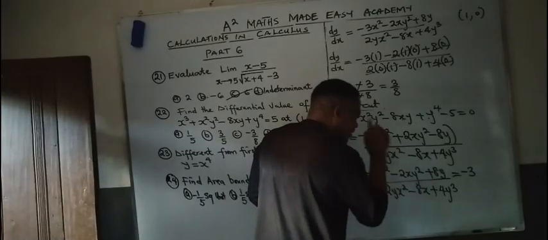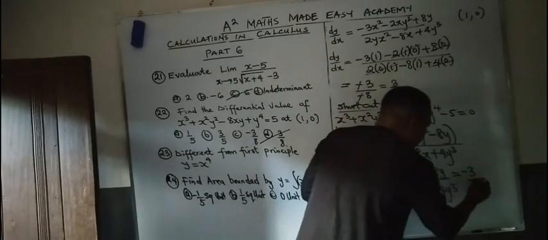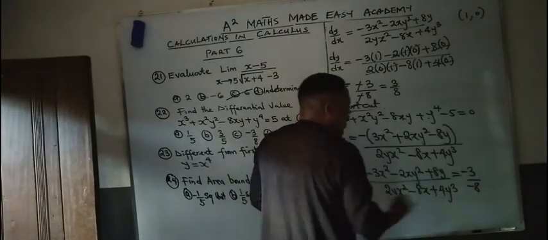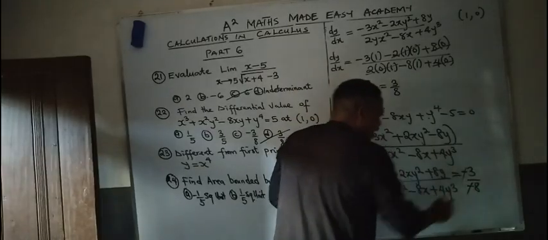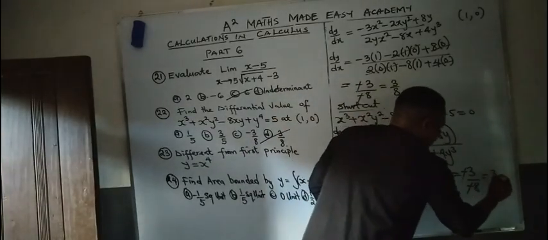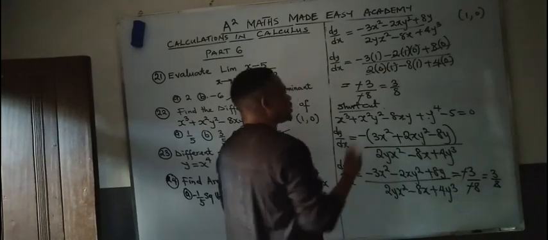Another one is x is 1. Minus 8 times 1 will give you minus 8. And there is y here, forget. Finally, minus will cancel minus. What is the answer? 3 over 8. Can you see it has given you the same?